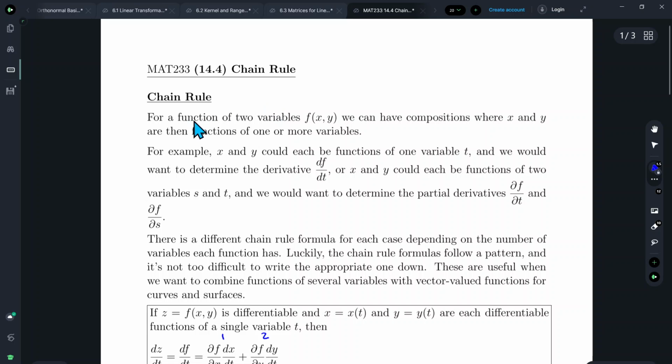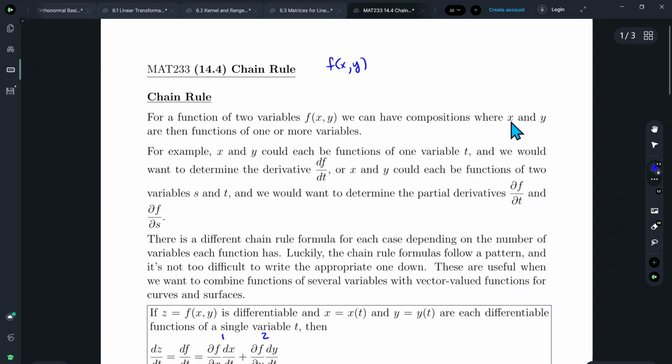So for example, let's take f of x, y as a function of two variables, x and y. And then the variables x and y each can then be functions of one or more other variables. So as an example, let's keep things simple. We'll take x and y as just functions of a single variable, say t.